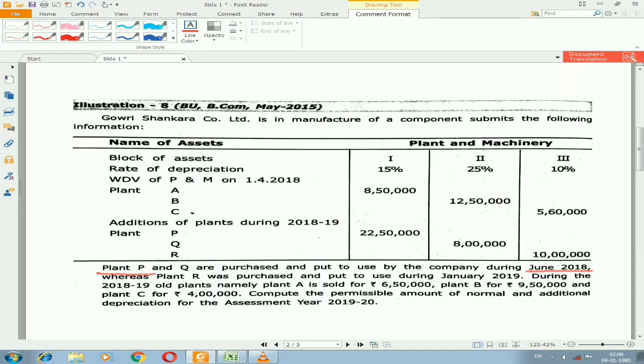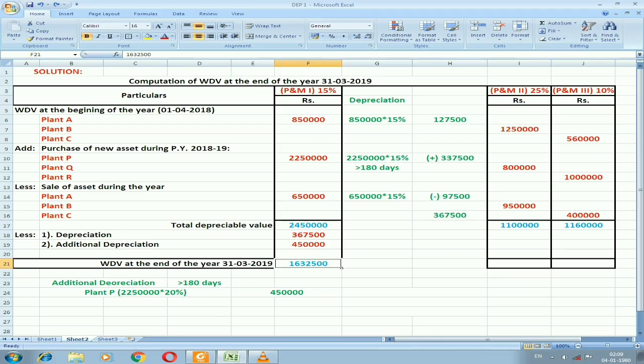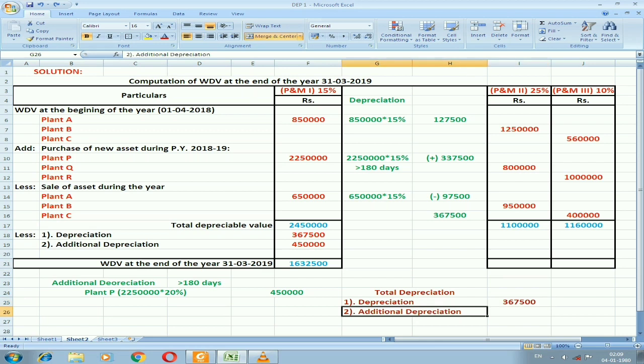In the illustration, they have asked us to show or calculate normal depreciation as well as additional depreciation for the assessment year 2019-20. That I need to calculate and show in the illustration. So I have found out the amount of WDV as on 31/3/2019. Now let me show the total depreciation. I have entered depreciation, which I got as 3,67,500. Next I'm entering additional depreciation, which is the amount of rupees 4,50,000. The total of both amounts comes to 8,17,500, that is considered as total depreciation.